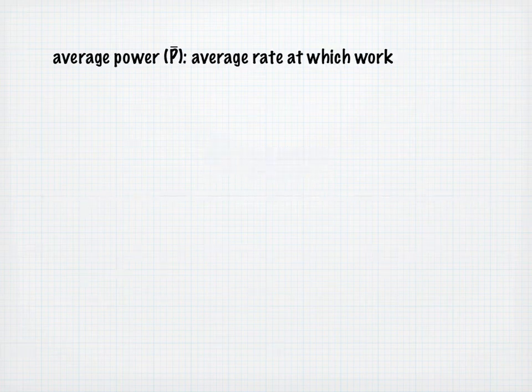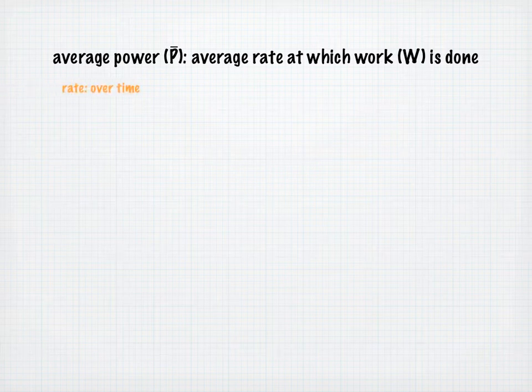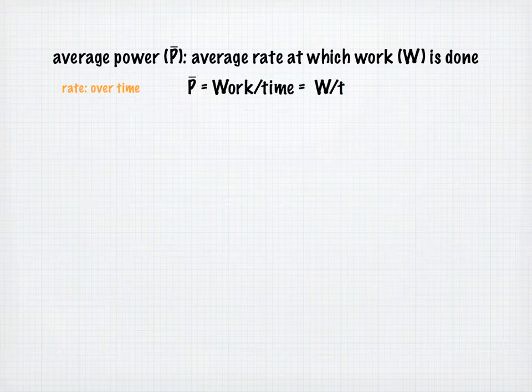The average power generated by a force is the average rate at which work is done by that force. Whenever you think of the rate at which something is happening, you should think of it being related to the time that it takes. For example, the average rate at which work is done is just the amount of work done over the amount of time it is done over.